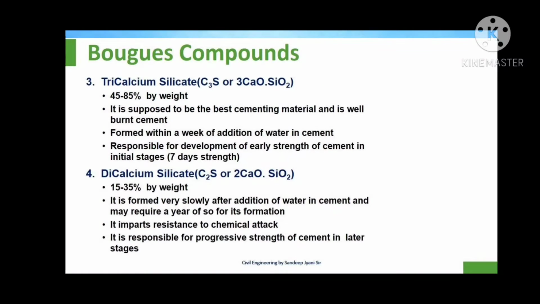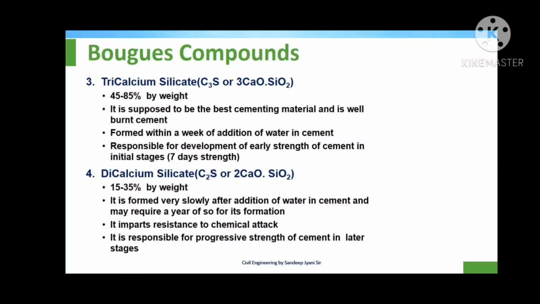Third, tricalcium silicate, 45 to 85% by weight. It is supposed to be the best cementing material and is present in well burnt cement, formed within a week of addition of water in cement, responsible for development of early strength of cement in the initial stage, the 7 days strength.